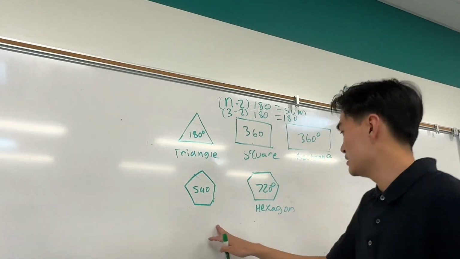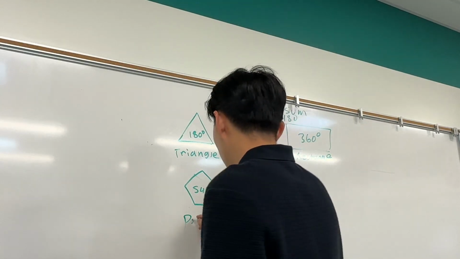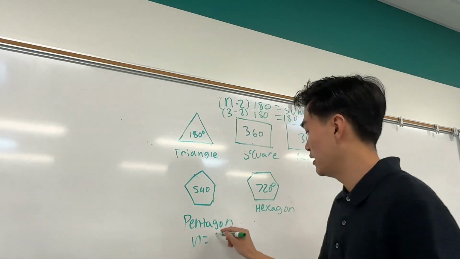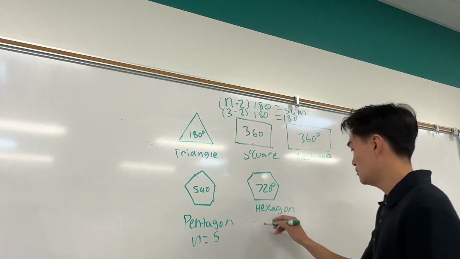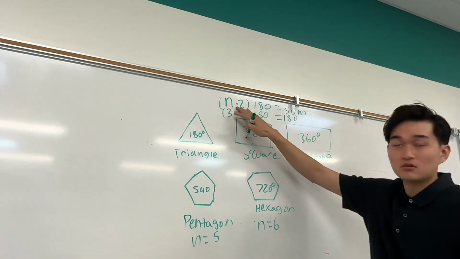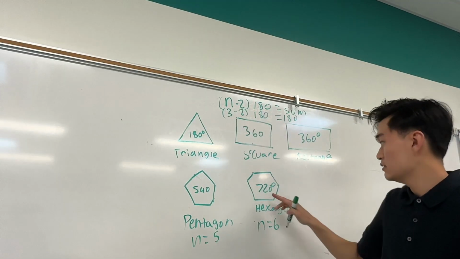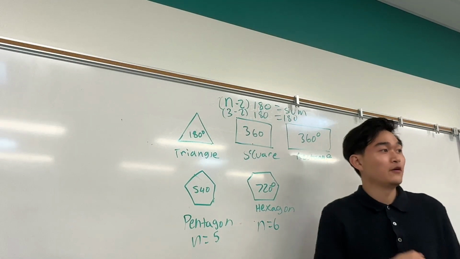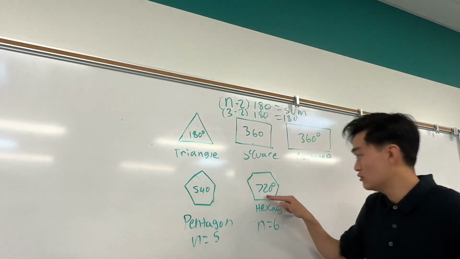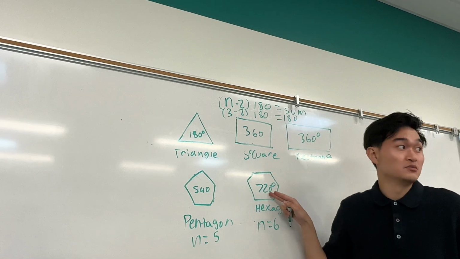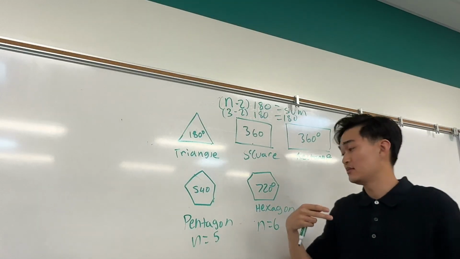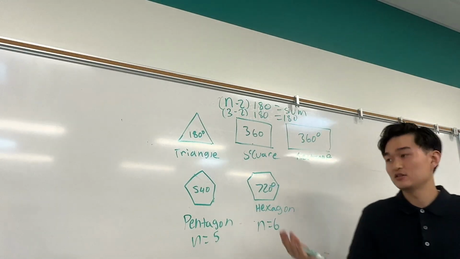Okay, so I'm going to give you the list. This is a pentagon. This is where n equals 5, right? Hexagon, n equals 6, right? So if you plug in 6, 6 minus 2 is 4. 4 times 180 is 720. Now if you get the hang of it, sometimes you won't need this equation when you're trying to find the sum. Like if you memorize this whole list, if you know that there's 6 sides, you're probably going to just say 720.